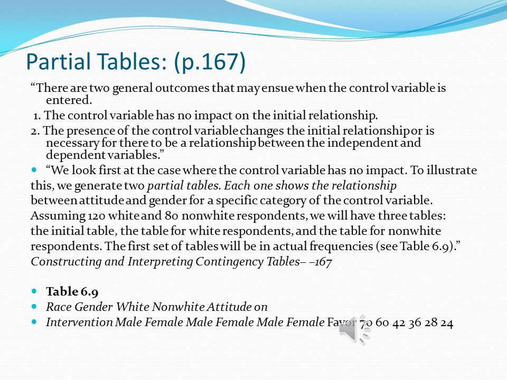Constructing and interpreting contingency tables, page 167. Table 6.9: race, gender, white, non-white, attitude on intervention, male, female, male, female. This makes more sense in your textbook. From my conversion programs, this looks a little odd. Look at page 167 of your text.